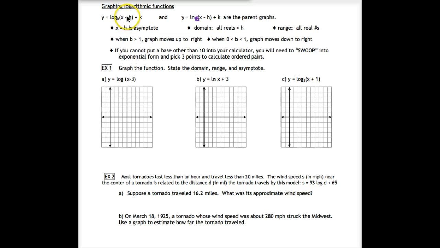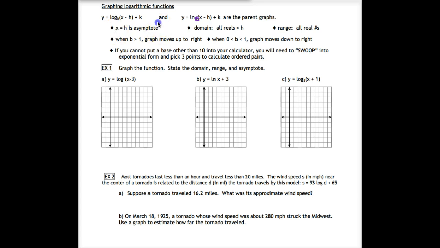Now, we have the same ideas here that we have had with most of our parent graphs. H is going to represent a shift to the right or to the left. K is going to represent a shift up or a shift down from our original starting point. So in general, these are our parent graphs. Now, things that are always going to be true, regardless of what the base is, regardless of the values of h or k, is that x equals h is going to be your asymptote.